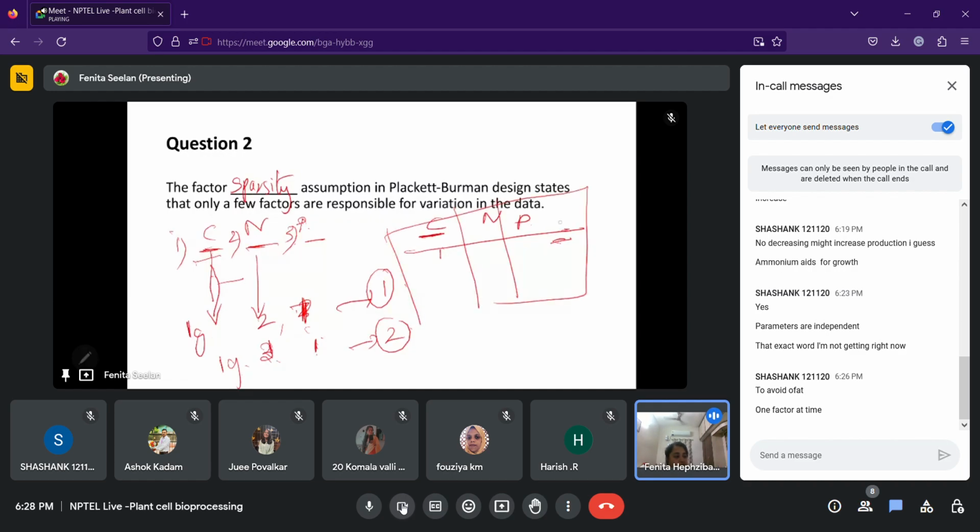So all these factors will be done at a single time. You can fix this at one point, vary this. You will fix this at one point and vary this. Like that, it keeps on going. That is the Plackett-Burman design. If you keep on doing one factor at a time, it takes a lot of time, so we will go with the Plackett-Burman design. Okay, this is for what? Screening or selection?